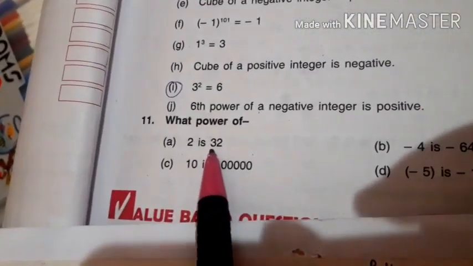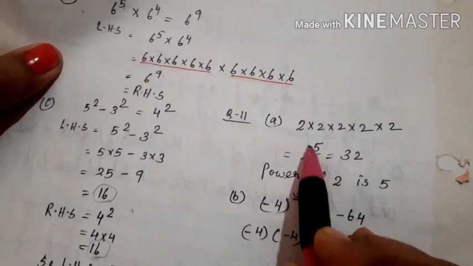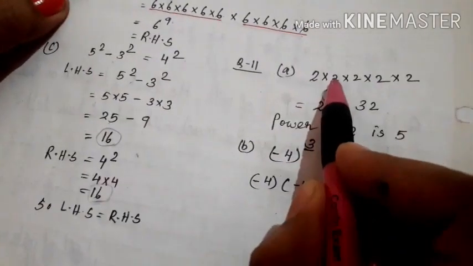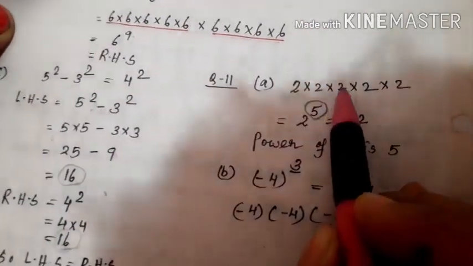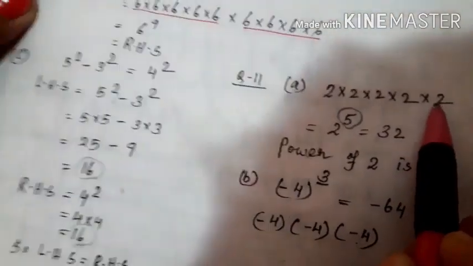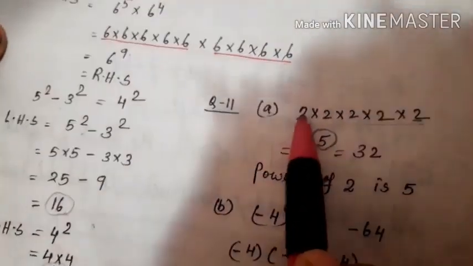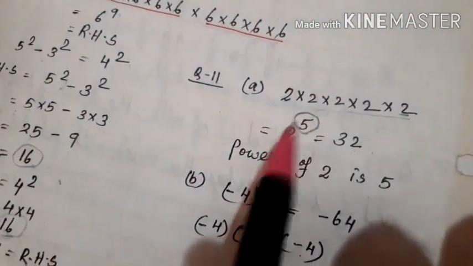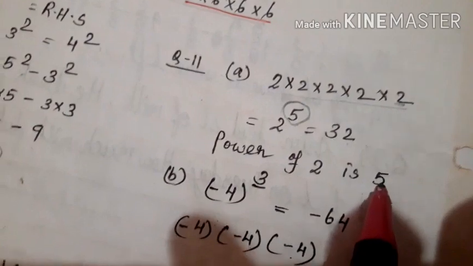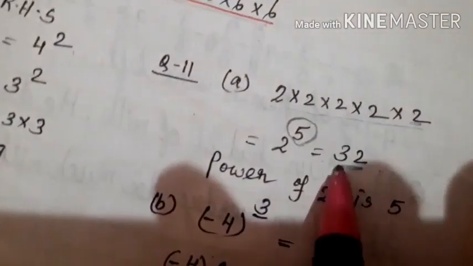Then question number 11. What power of 2 is 32? It means what will be the power of 2 so that you will get 32. 2 times 2 is 4, 2 times 4 is 8, 2 times 8 is 16, 2 times 16 is 32. How many times is 2 multiplied by itself? 1, 2, 3, 4, 5 times. Okay. Then you can say the power of 2 is 5, then you will get 32.